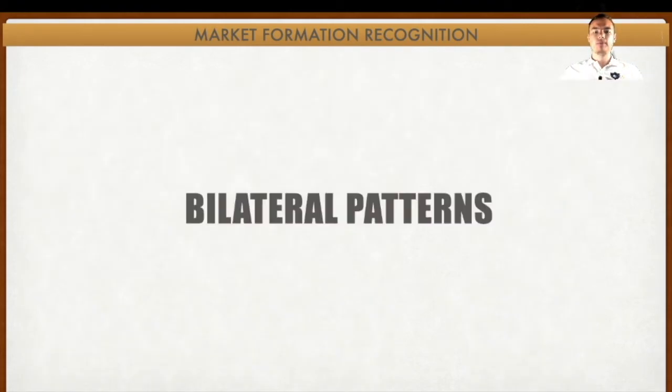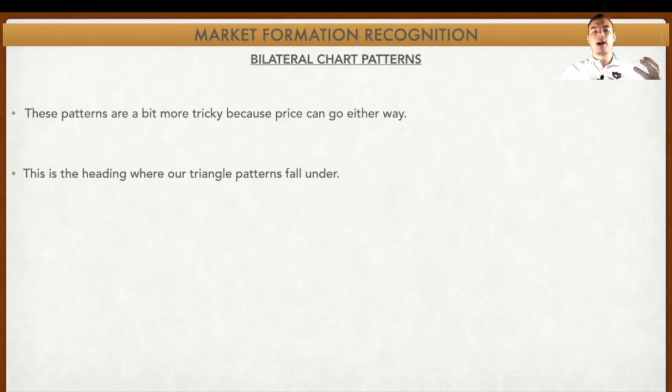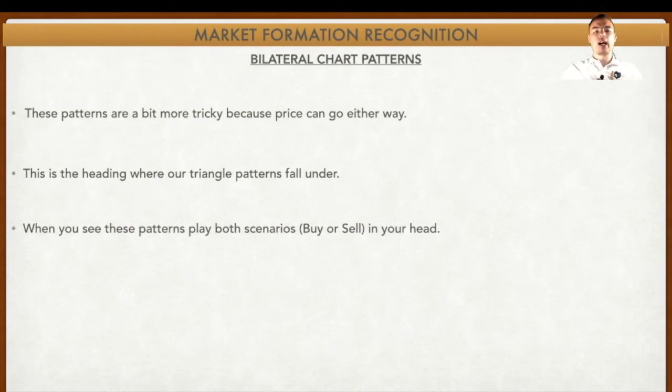Your next one is your bilateral patterns. Now your bilateral patterns are a bit more tricky because all of them go either way. It's not just like your rising wedge and your falling wedge. This is the heading where our triangle patterns fall under, so your symmetrical, ascending, etc. When you see this pattern, you need to figure out, looking at both scenarios, how it can be a buy and how it can be a sell. Obviously the one with more confirmation is the one you'd most likely buy or sell.